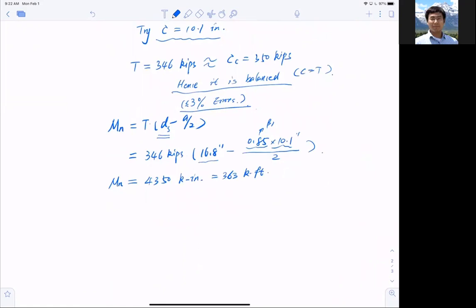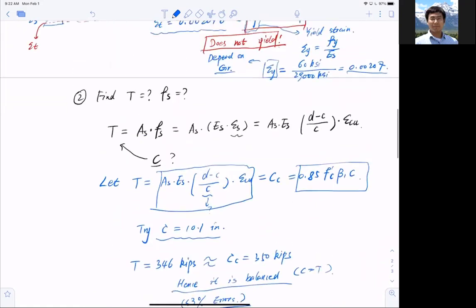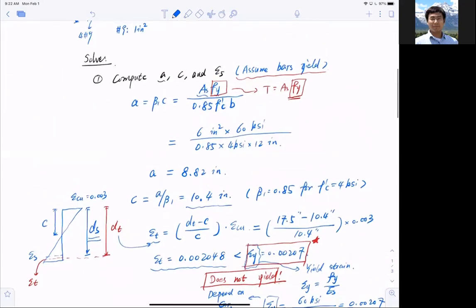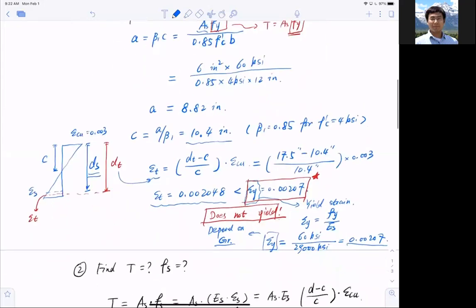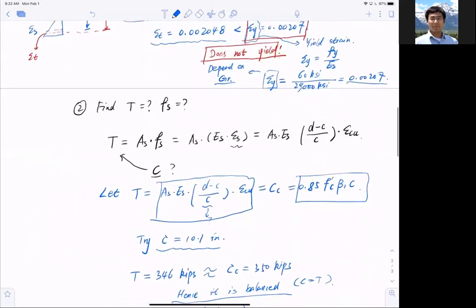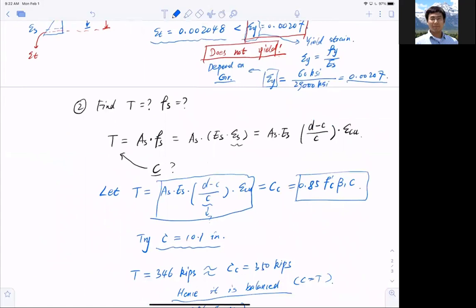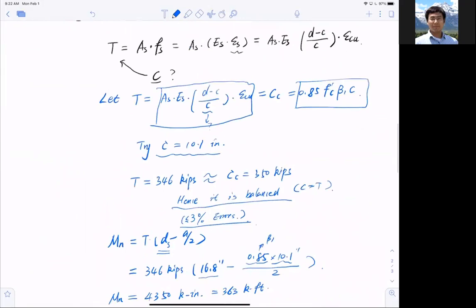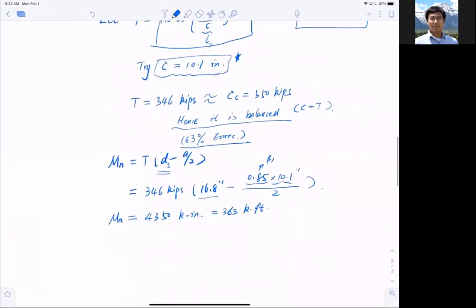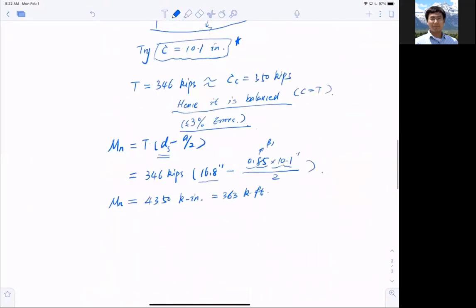All right. So in case you forgot, you easily get lost in the details. We have assumed bar yielded and reached the conclusion it does not yield, and come back, try to find out the equation using the actual stress in the steel, and now try different actual compressive zones. This is basically trial and error. In reality, you can try a little bit more iterations, but eventually you reach a 3% difference between tension and compression. You call it balanced, and then you compute your moment capacity.